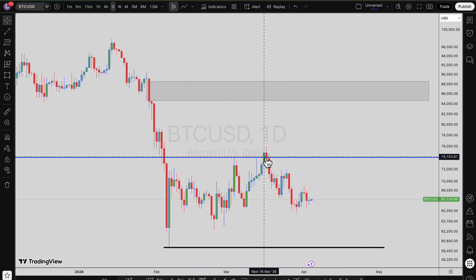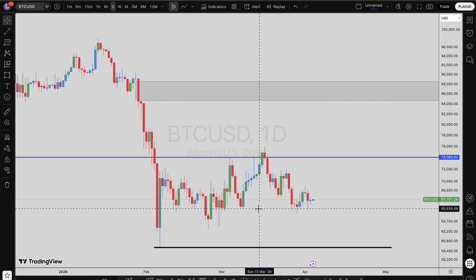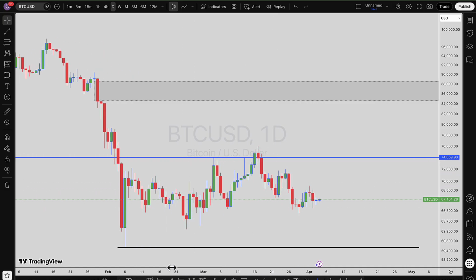This was where I traded BTC. I traded it right here from the sweep of this high. That was maybe 2-3 weeks ago. All right, now let's study the day chart. On the day chart, you can see we have some minor structures lying right here.